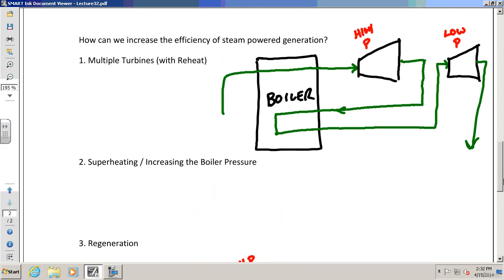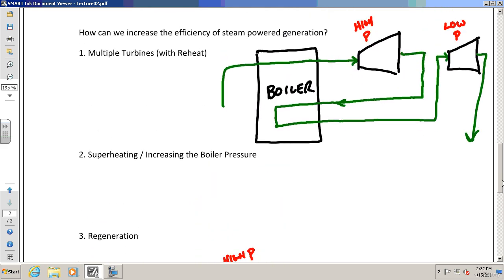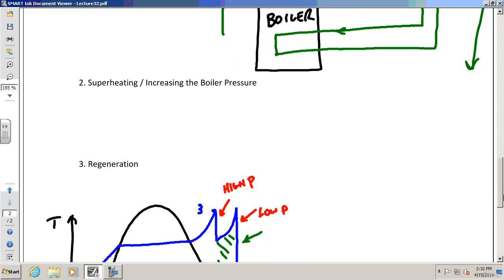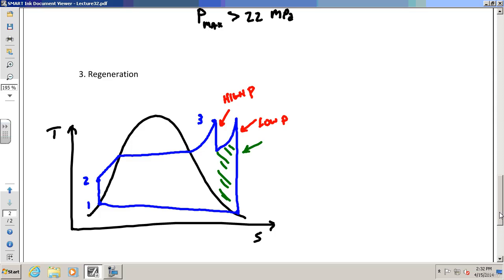So, okay, there are multiple turbines. Now, another thing we can do, and all modern power plants do this as well, is superheat, meaning we have maximum pressures inside the turbine greater than 22 megapascals. All modern power plants pretty much do that these days. Now let me draw that for you in another color here. I'll have to use red. What that essentially is doing is something like this.